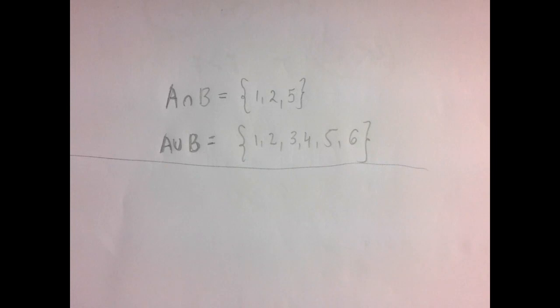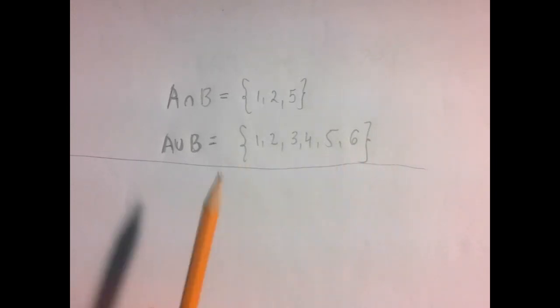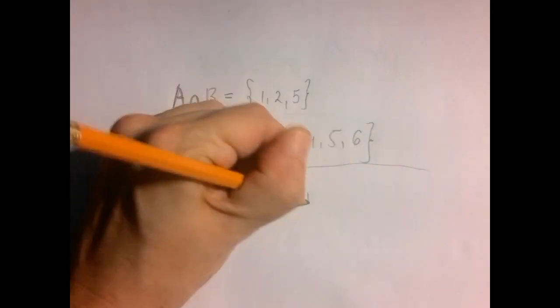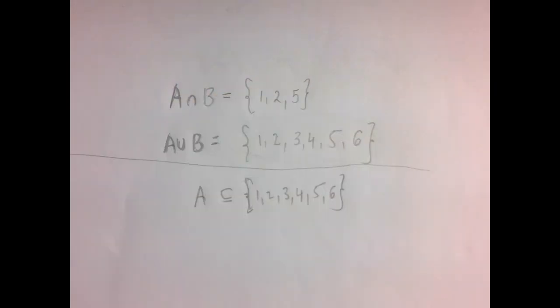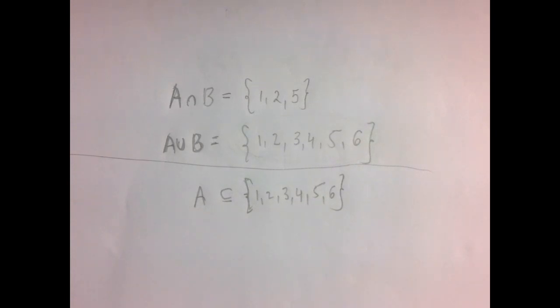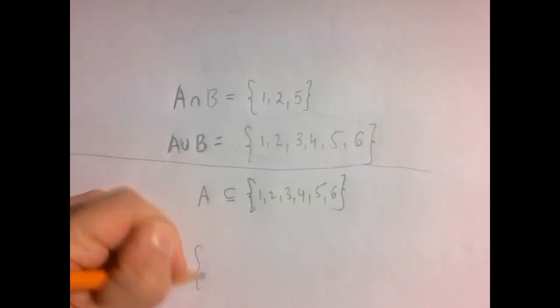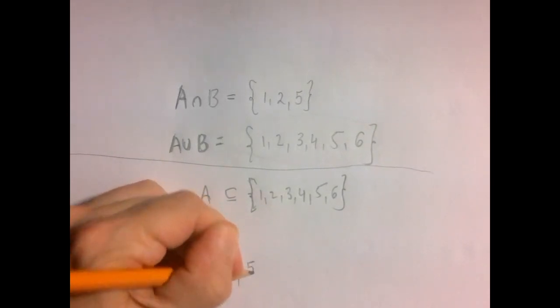First observation is that A cannot have anything other than these 6 objects, because if A had, say, the number 8 in it, then that would make its way into the union, right? A has to be a subset of 1, 2, 3, 4, 5, 6. And A has to contain 1, 2, and 5, because if A does not contain 1, 2, and 5, then the intersection wouldn't contain these numbers. So we know for sure that A is going to have 1, 2, and 5 in it.